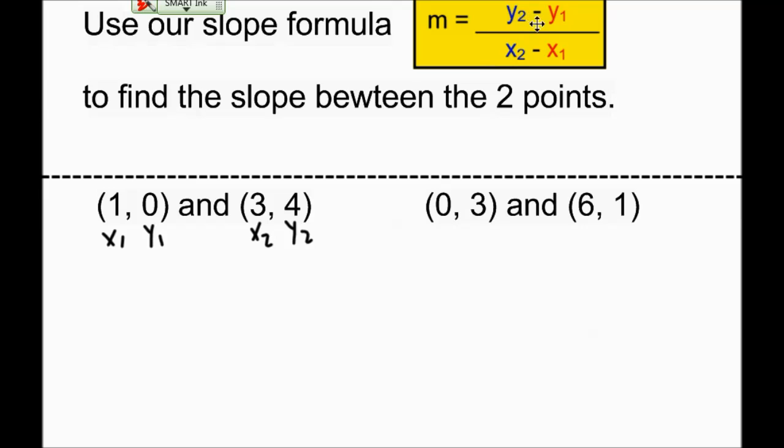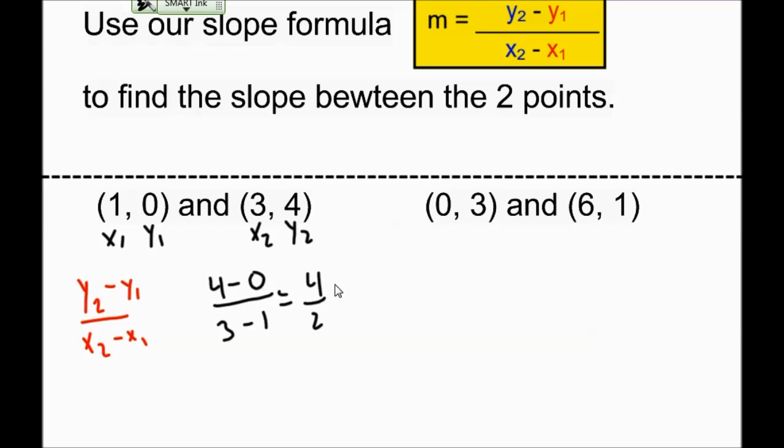So here's what we're going to do. We're going to plug it into our formula. So my formula says, I'll write that out, y2 minus y1 over x2 minus x1. So let's plug it in. So y2 is 4, y1 is 0, all over x2 is 3 minus x1 of 1. Well, from here what I'm going to do is simplify it. So 4 minus 0 is 4, and 3 minus 1 is 2. Then, well, I know that 4 over 2 simplifies to 2. So the slope between the points 1, 0 and 3, 4 is 2.